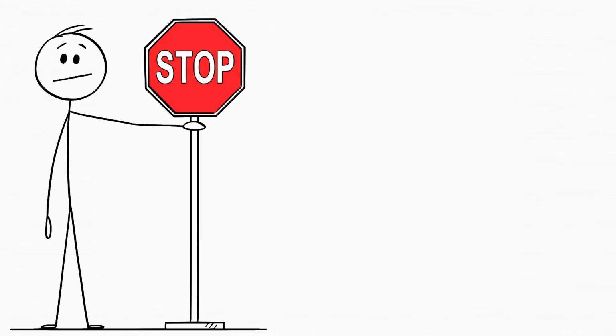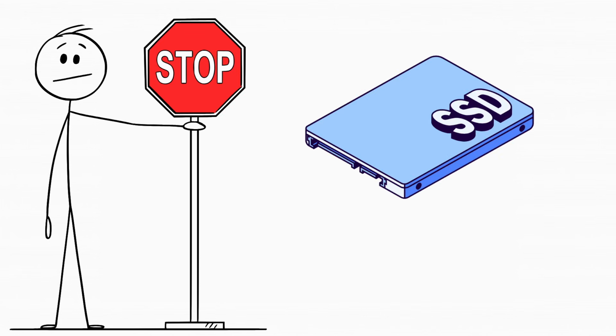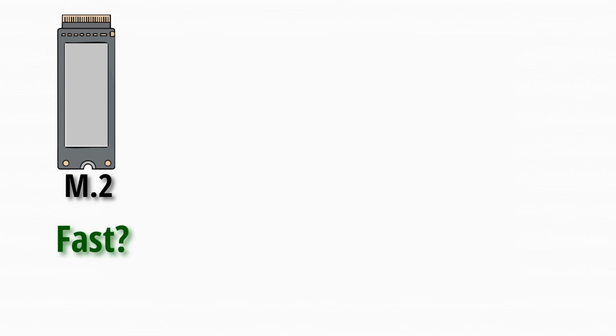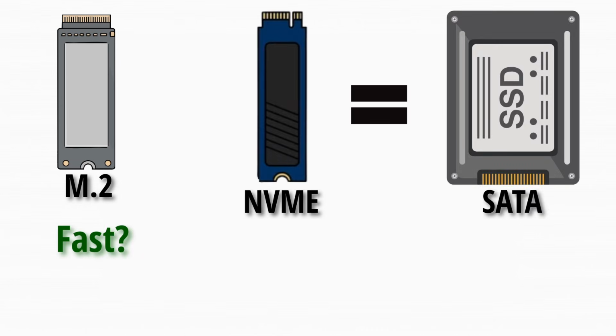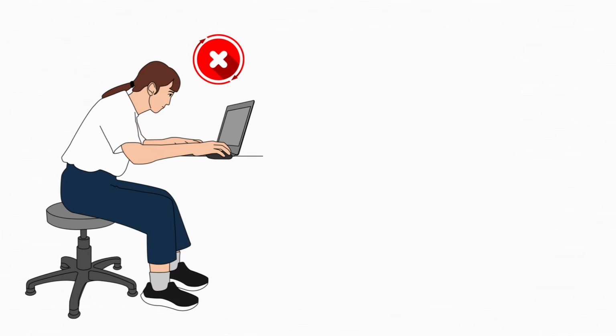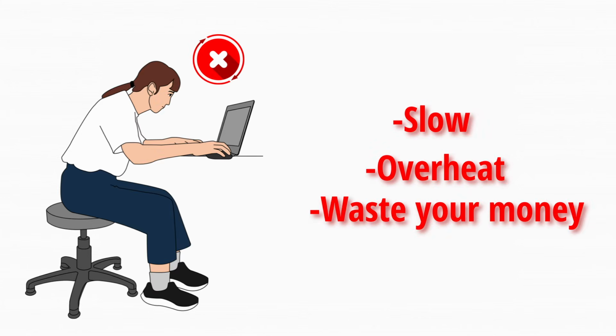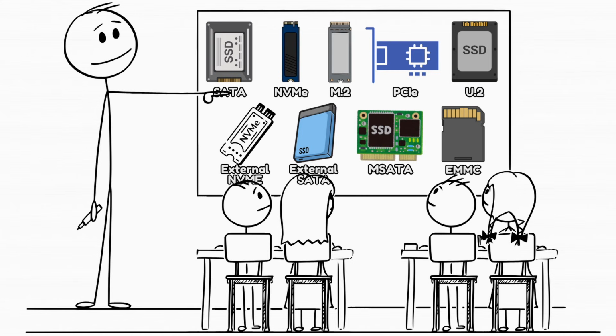Stop for a moment. It's because there's a huge chance you're using the wrong SSD. Most people think M.2 automatically means fast, or that NVMe and SATA are basically the same thing. They're not. And choosing the wrong one can make your PC feel slow, overheat, or waste your money. Give me a few minutes. I'm gonna make SSDs so simple you'll wonder why no one explained them like this before.